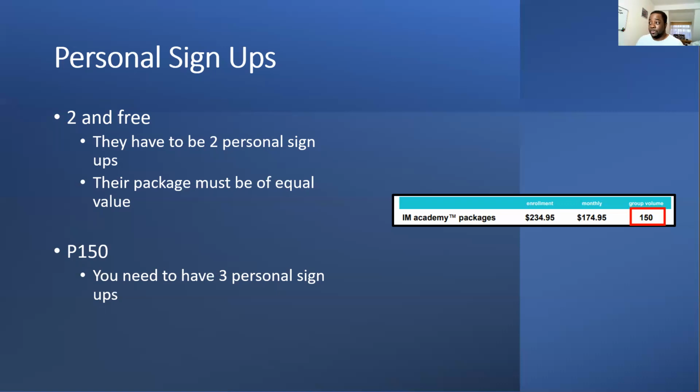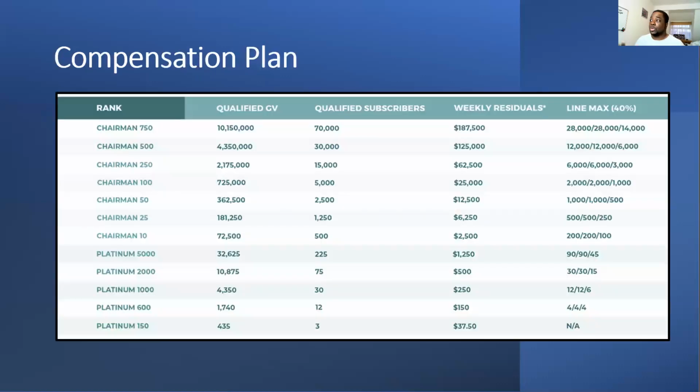So those are the key things. Very, very important. Very clear for you to see. All right. So compensation plan. Now, the compensation plan, you can see it goes up to chairman 750, soon to be chairman 1 mil or whatever. And we can see here, we've got qualified volume.